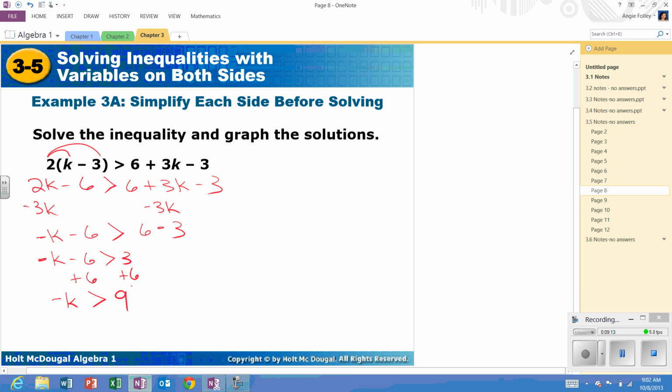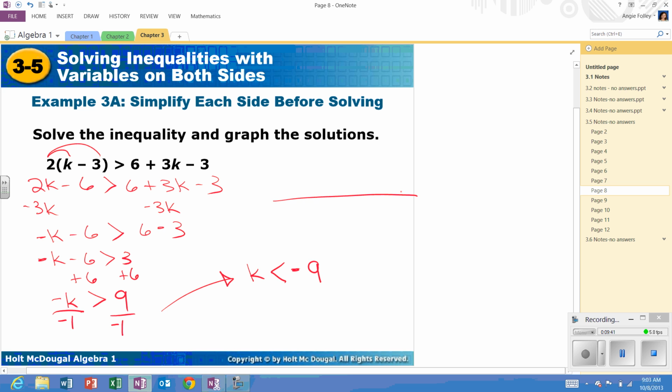Okay, let's think about this. Am I done? No, I'm not done. So we still have a negative floating out in front of the k. So if you think about it, that's like a negative 1. So I need to divide this side by a negative 1. And since I'm dividing by a negative number, I have to flip the sign. So now I have k is less than negative 9.